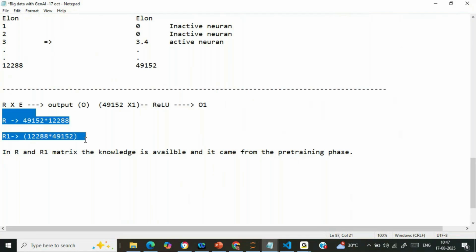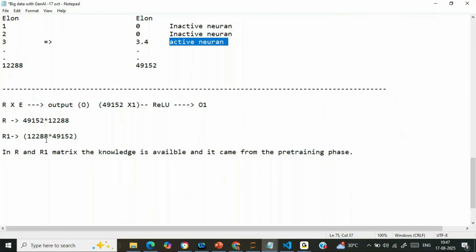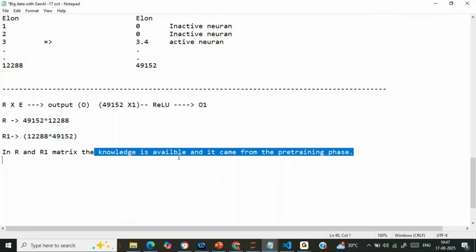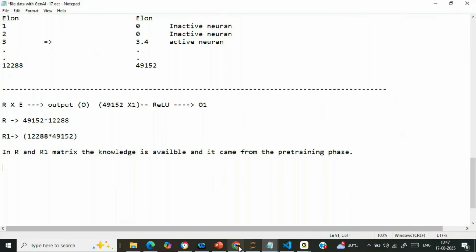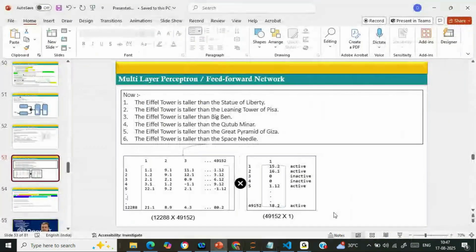So R and R1 are the two matrices. Initially we multiplied the embeddings with the R matrix, and we got O1 after passing it through the ReLU function. These are nothing but the collection of active and inactive neurons. These active and inactive neurons will be further multiplied by this matrix, which is the combination of the knowledge available, coming from the pre-training phase. You can think in this particular way.